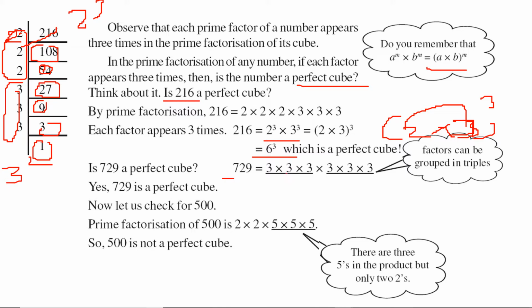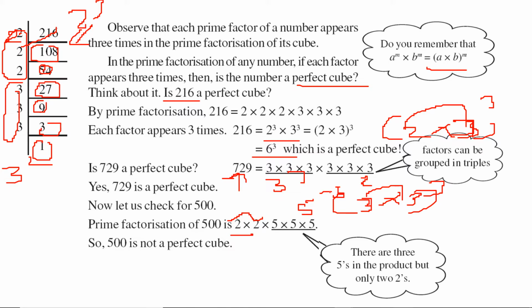Similarly with 729, if you do it in the same way, 3 into 3 into 3 is 3 cube, and 3 into 3 into 3 is 3 cube. Combine them, 3 into 3 whole cube, this is 9 cube. Again 500, let us see 500. If you divide, you get 2 into 2, and 5 into 5 into 5. Here you get 5 cube, but here you get only 2 square. So now this cannot be a perfect cube. It has to be 2 cube to make it a perfect cube. So 500 is not a perfect cube.